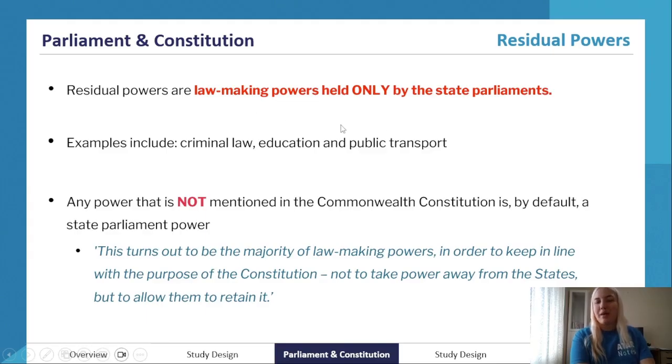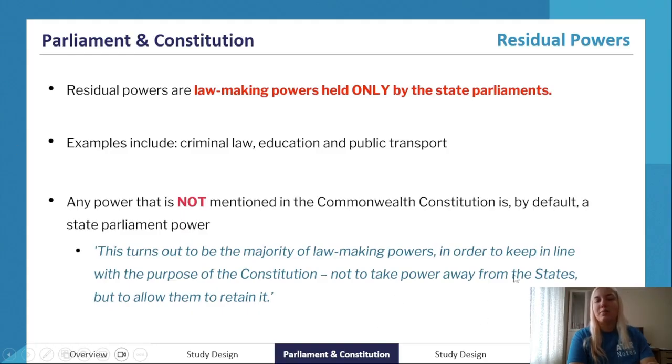So these are lawmaking powers held only by the state parliaments, and essentially it is any area that is not mentioned in the Commonwealth Constitution. By default, that becomes a state parliament power. So anything that's not mentioned in the Constitution and given to Commonwealth Parliament is automatically a residual power and is a state power. So this turns out to be the majority of lawmaking powers, exactly what I said. Most lawmaking powers are residual and belong to the states.